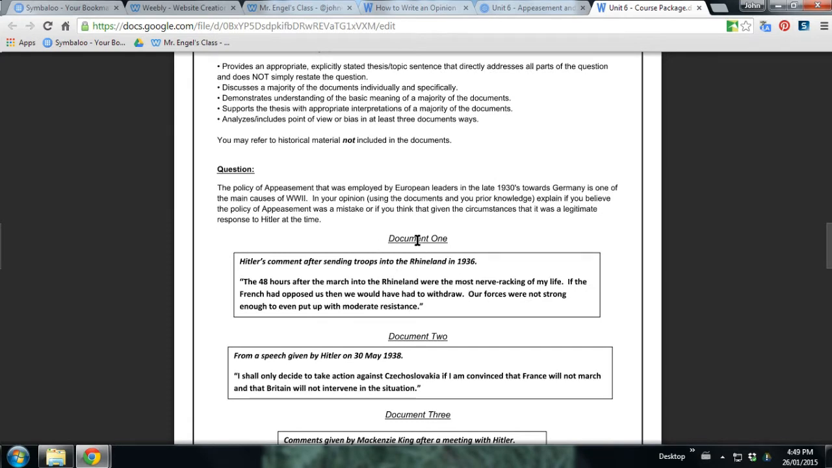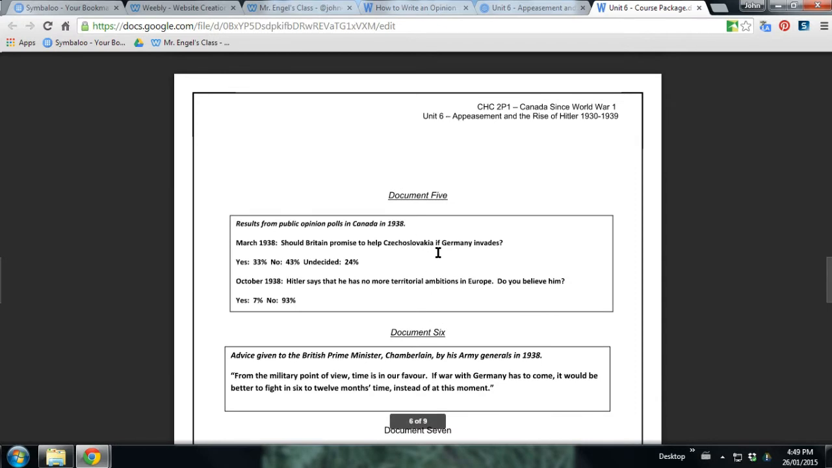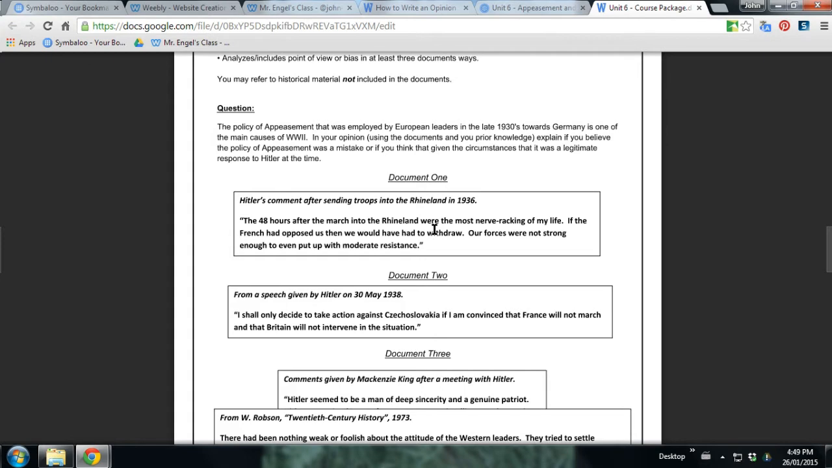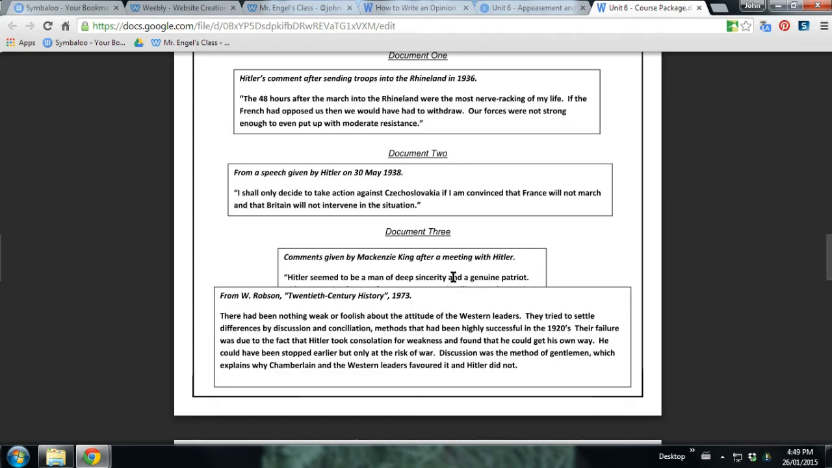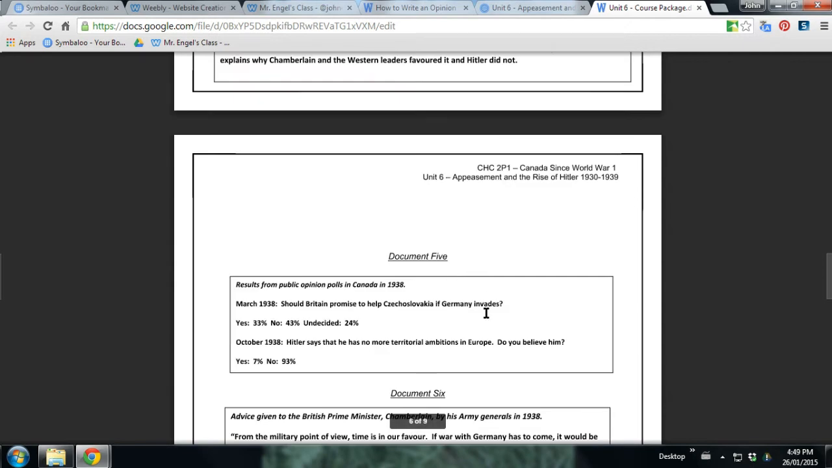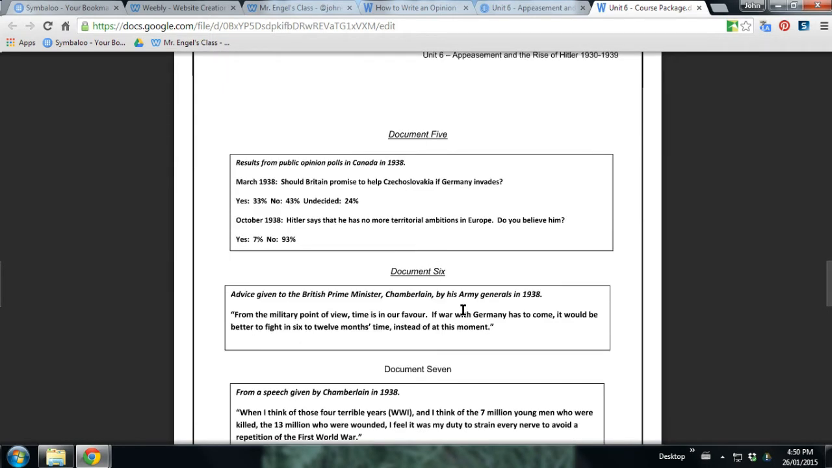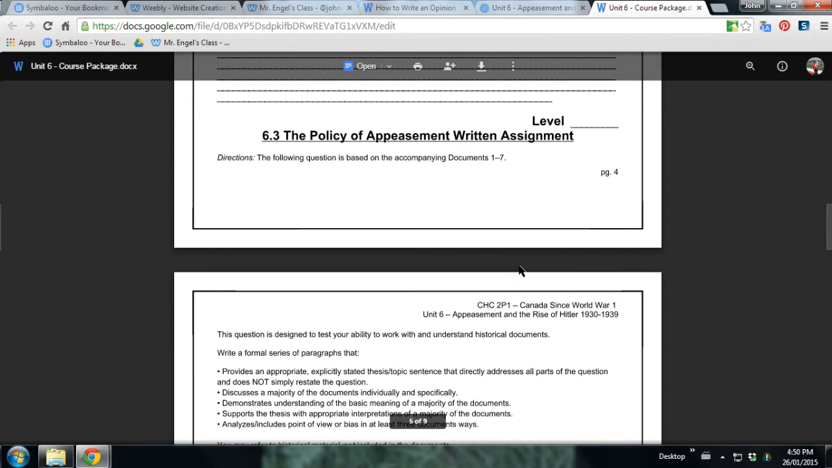So if you want to use document 1, document 3, document 5, paragraph number 2 is going to be about document 1. For instance, when Hitler said that he was very nervous about going into the Rhineland because if France had opposed them, they would have withdrawn. That just shows that if France had dealt with this situation initially, Hitler would have backed off and we wouldn't have been in the Second World War. That's your second paragraph, your first opinion paragraph. Then you'll do that for 2 of these other statements, 2 to 3 sentences per support paragraph. And then you're going to have a conclusion paragraph that wraps up whether you agreed or disagreed with appeasement.